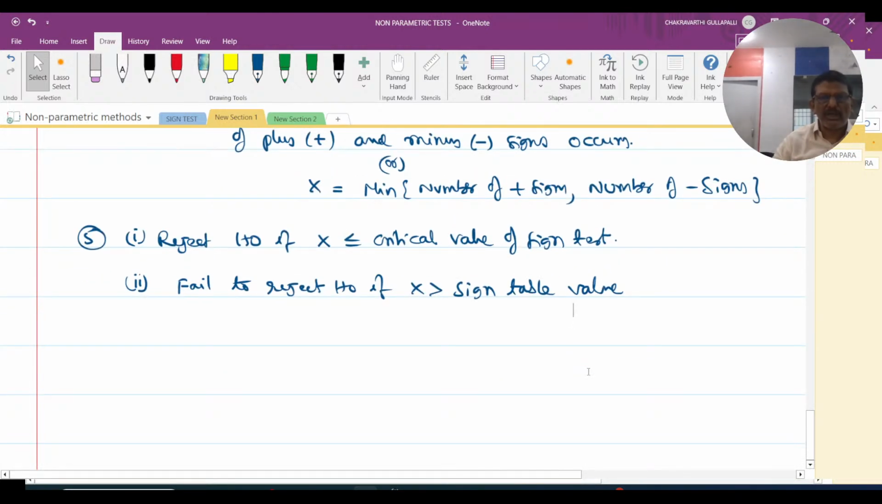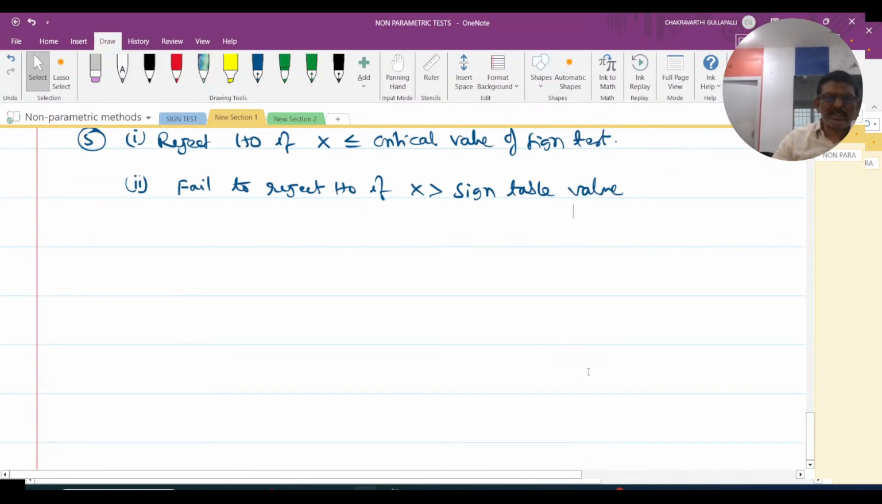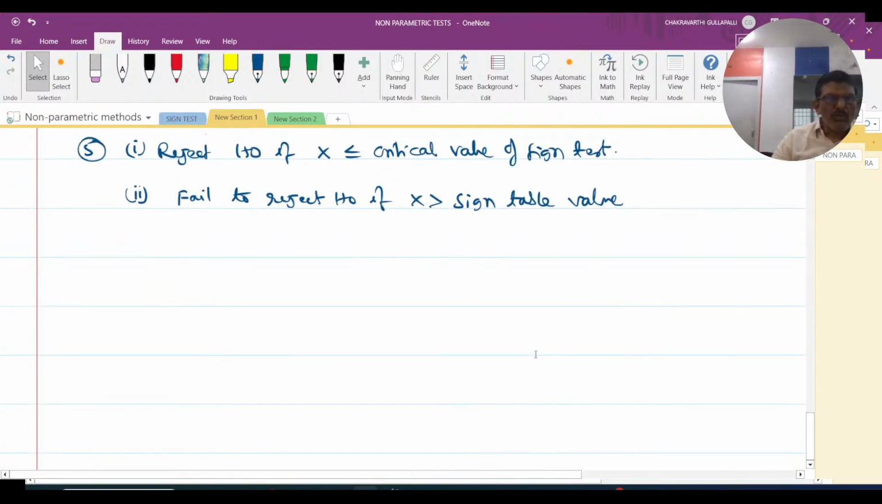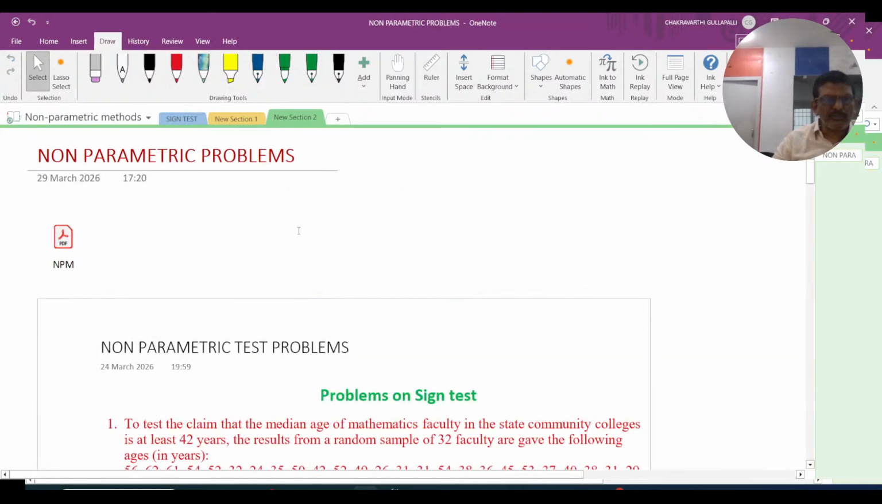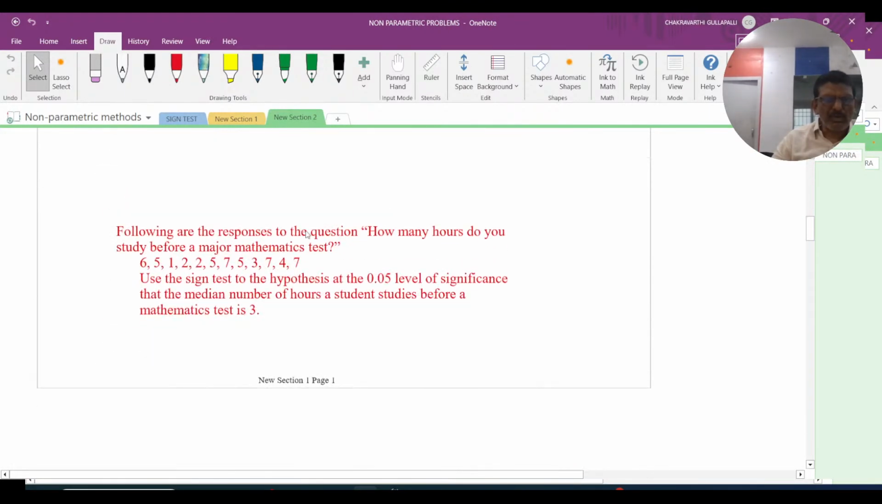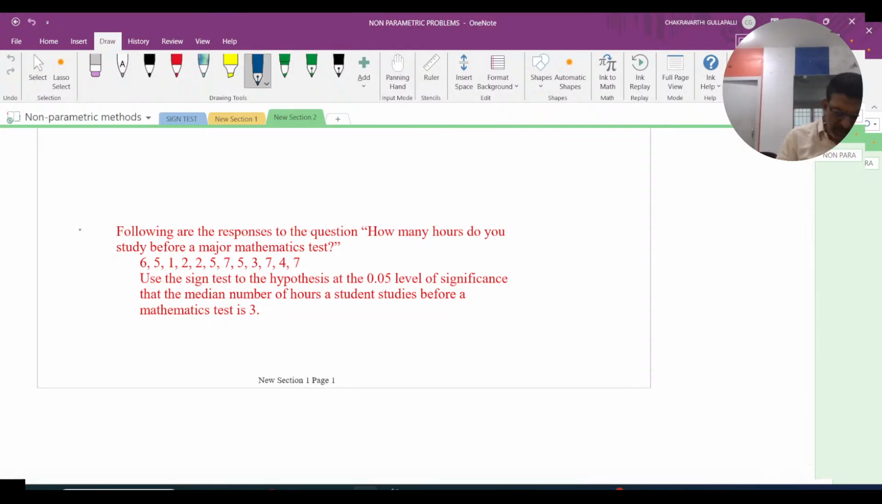Using that x value, compare with the sign table value. If x is less than or equal to the critical value of the sign test, reject H naught, otherwise we fail to reject H naught. So one problem is required for understanding this concept. The first problem was completed in the last video. Now here is the second problem.